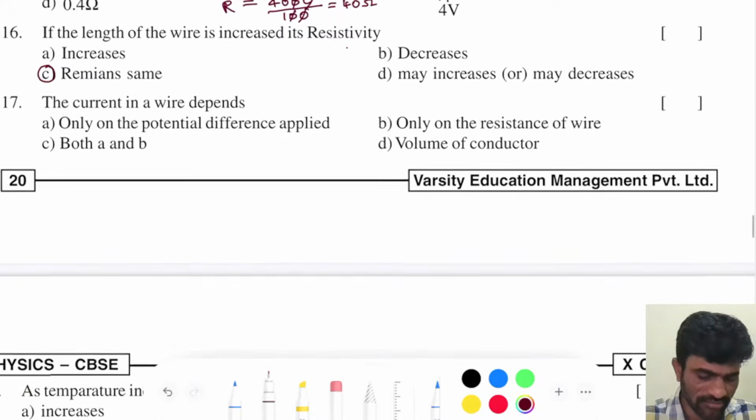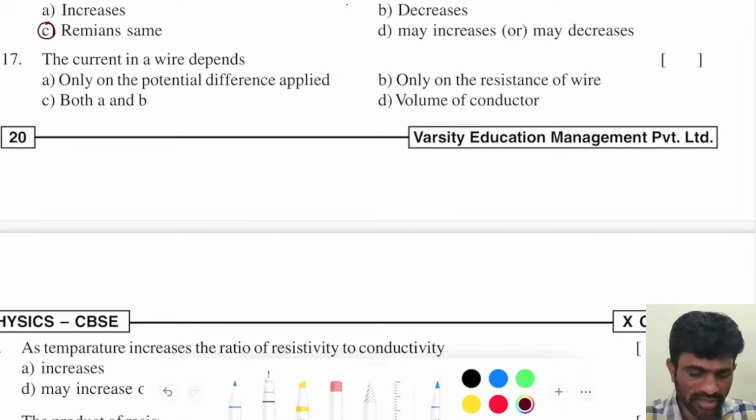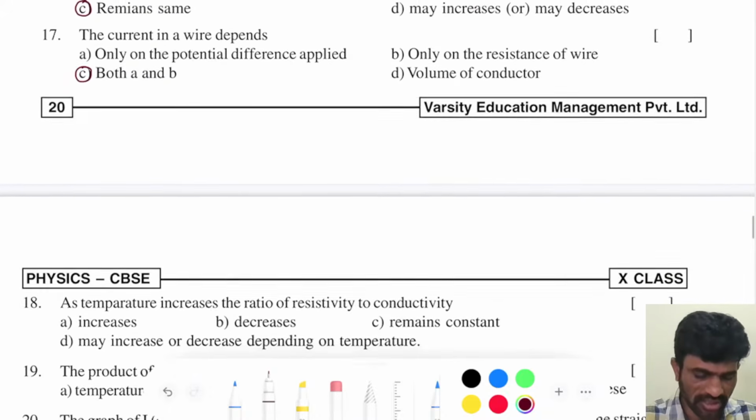Now, question number 17. The current in a wire depends on: only the potential difference applied, only the resistance of the wire, both A and B, or volume of conductor. It depends on both, the potential difference applied and the resistance. V is equal to I into R. So it depends on both potential difference and resistance. So option C is correct, both A and B. Current depends on both. Now let's see question number 18.